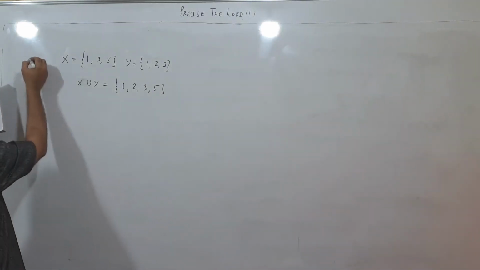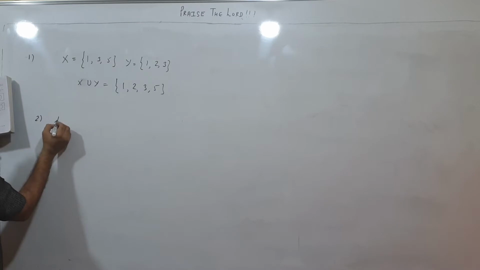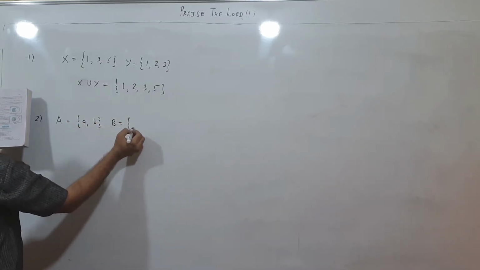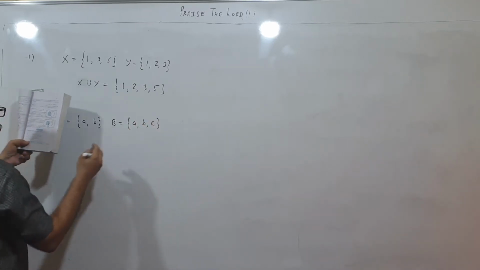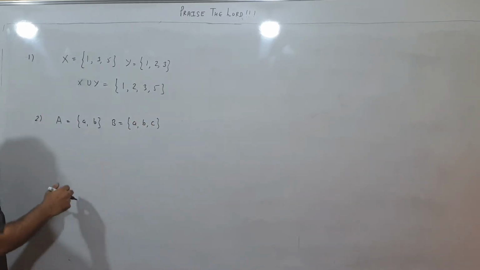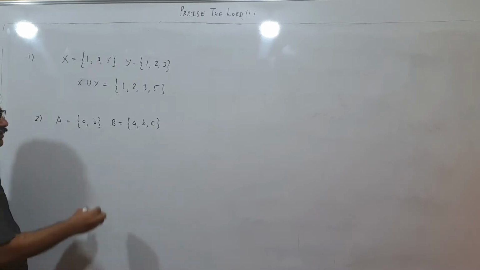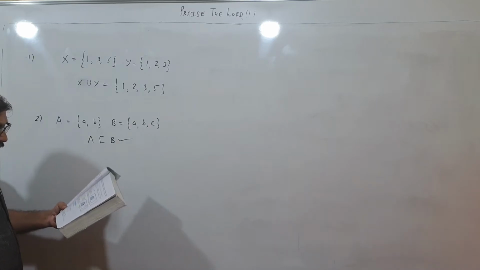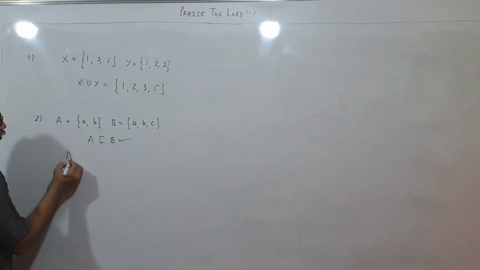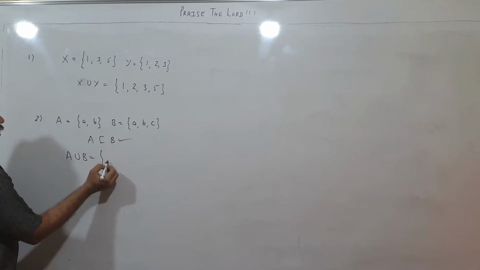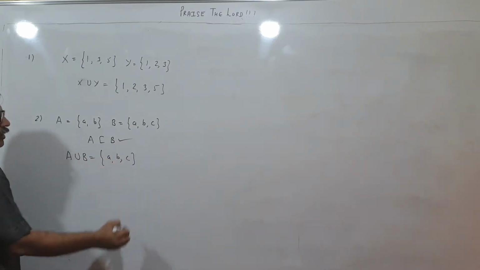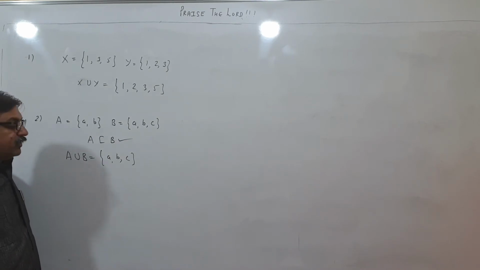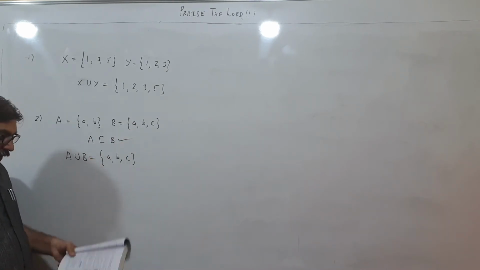Second question: supposing A is {a, b} and B is {a, b, c}. Is A a subset of B? Yes, because all elements of A are present in B. So A is a subset of B, that is correct. What will be A union B? That will be simply {a, b, c}, and we already saw in the properties that when one set is a subset of another, the union is the bigger set. That is easy.